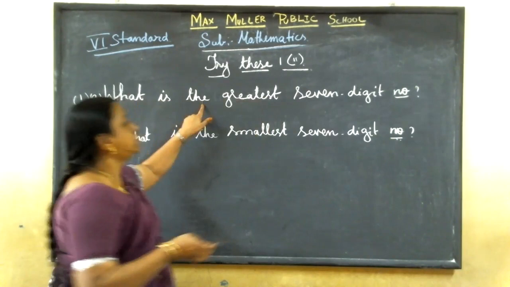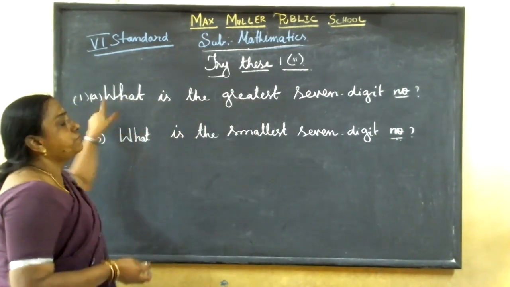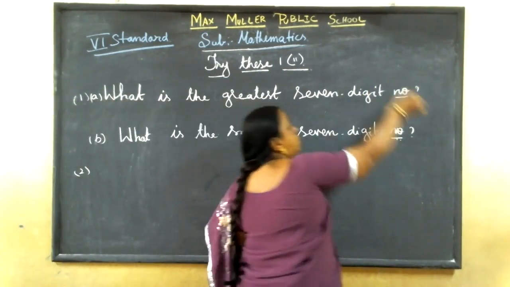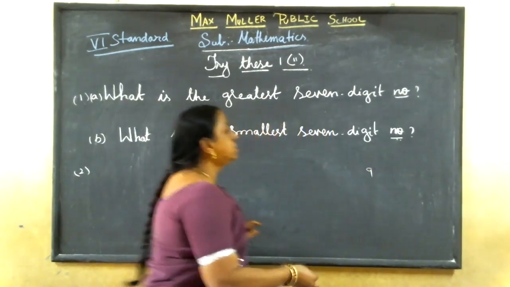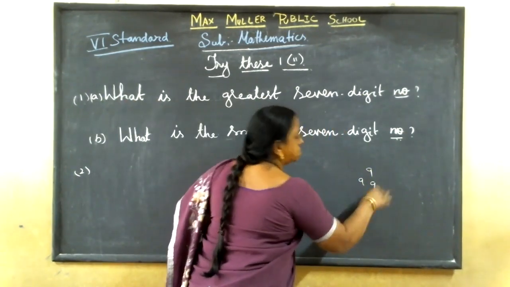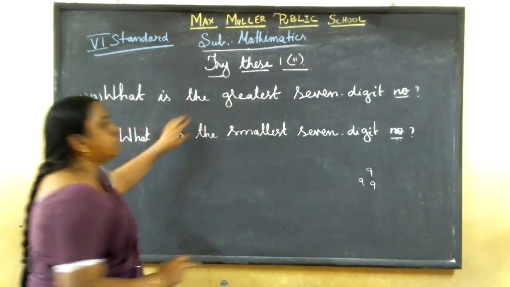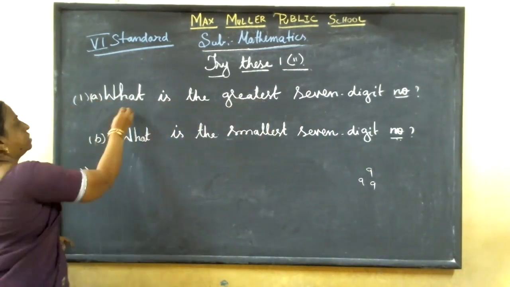The greatest 7-digit number, I already told you. For example, the greatest 1-digit number is 1 times 9, the greatest 2-digit number is 2 times 9. So here, the greatest 7-digit number is what? 7 times 9 you should write.